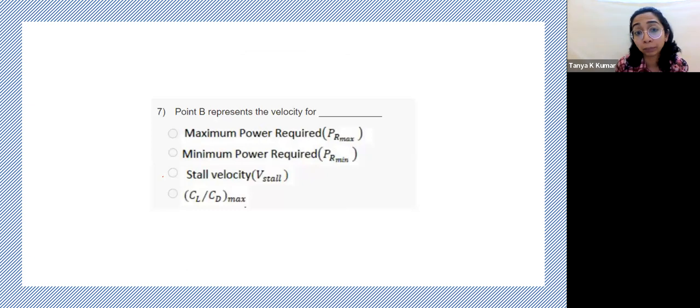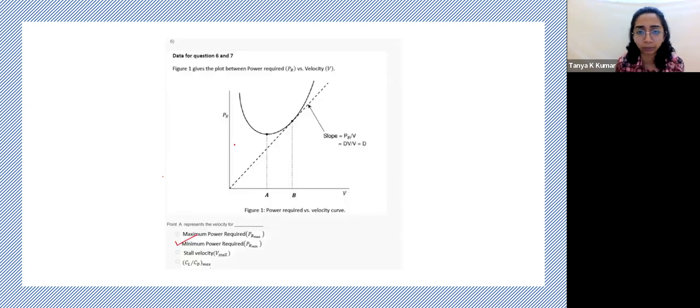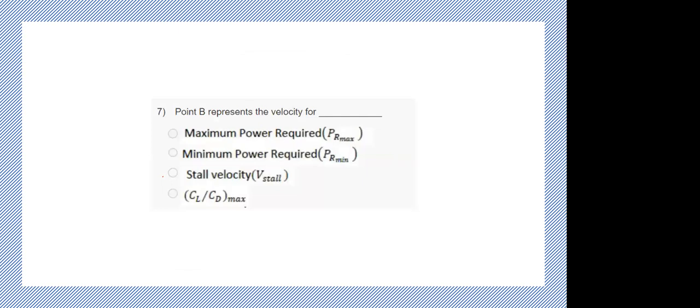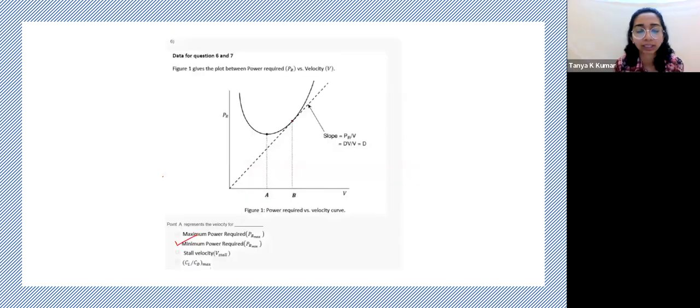Next is, what does point B represent on the curve? Point B. Maximum, ma'am. What does it represent? Maximum power required. Are you sure? I got it wrong on the assignment, ma'am. No, it is the fourth option, CL by CD max. It is CL by CD max. Why did you say maximum power required? Can you tell me?